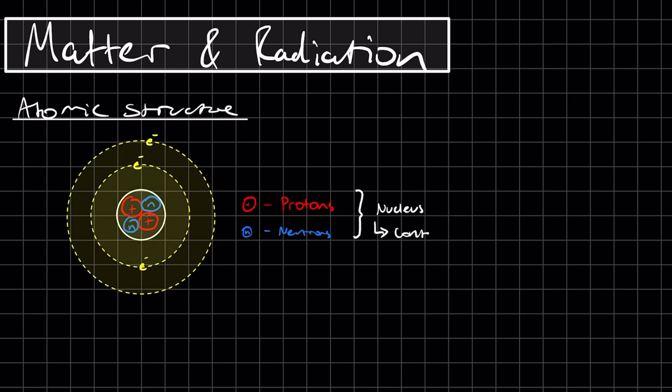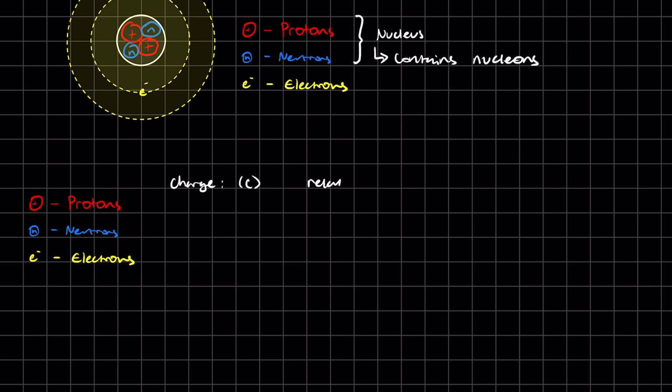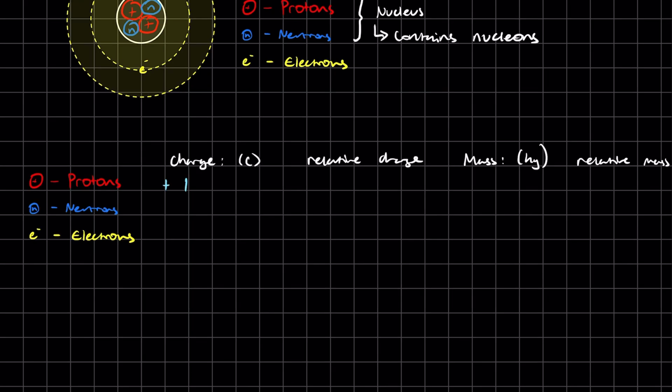Surrounding this positively charged nucleus are shells or energy levels of negatively charged particles known as electrons. Some properties of these particles which can be compared are their masses and charges. The charges will be measured in the SI base unit coulomb, the masses will be measured in the SI base unit kilogram. The charge of the proton and the electron are plus minus 1.6 times 10 to the minus 19 coulombs respectively, and the neutron is neutral, so has a charge of 0.